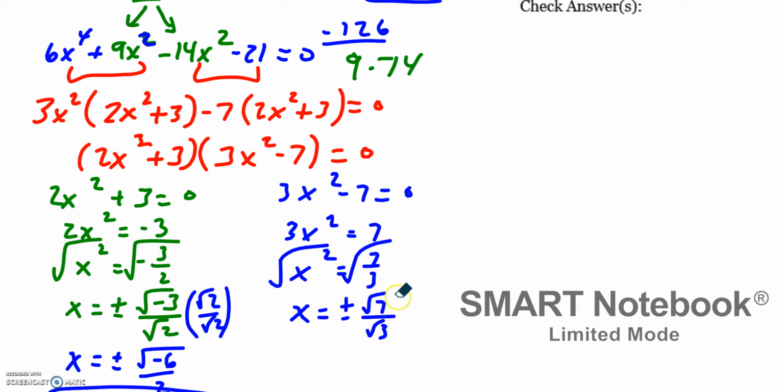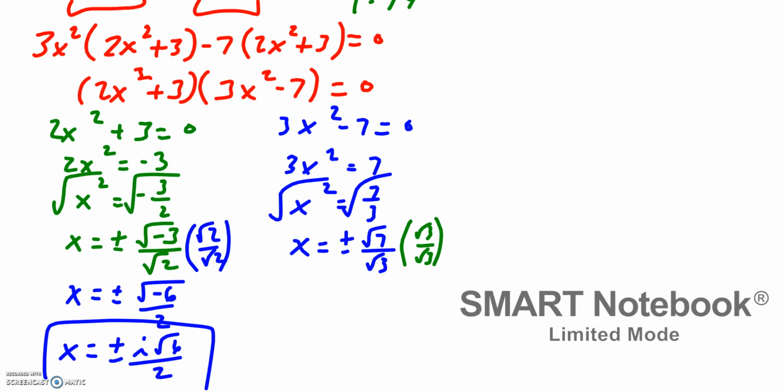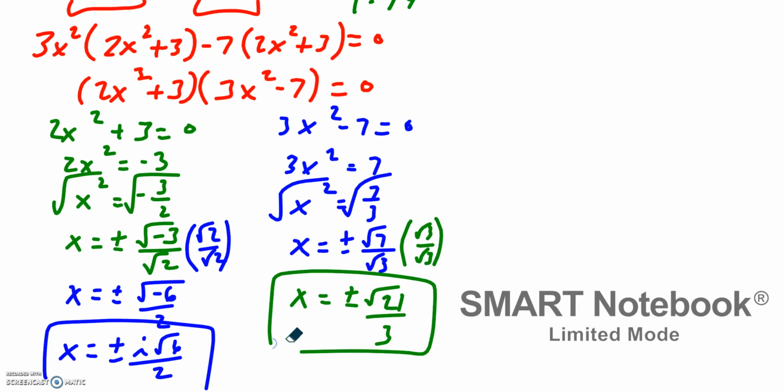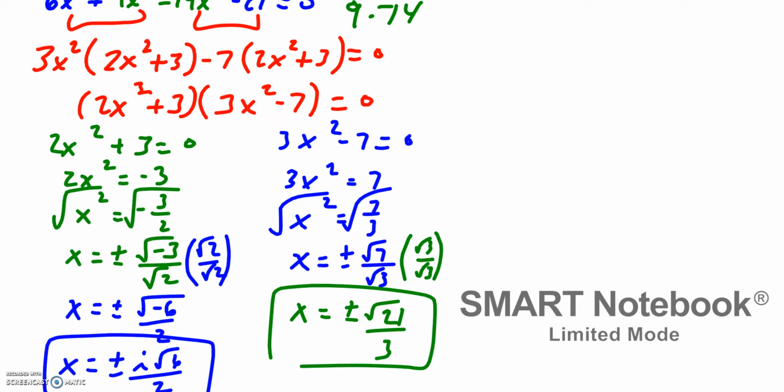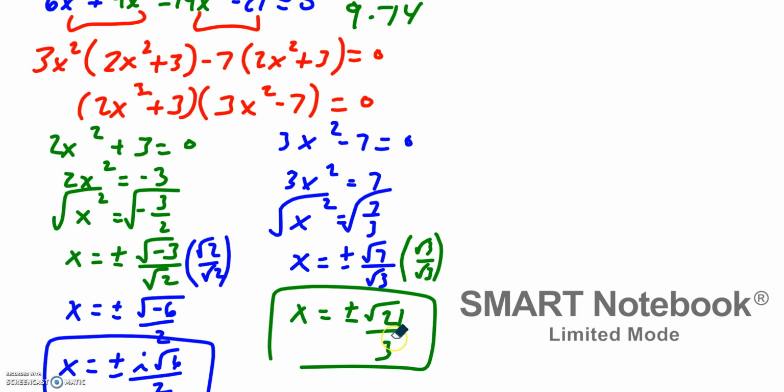Both not perfect squares, so I again have to rationalize here. Multiply top and bottom by root 3. Get x equals plus or minus root 21 over 3. Because these are not imaginary, we would have to check them. And to do that, I would figure out what this is as a decimal. I did that already. This would be plus or minus, let's keep a few decimal places, 1.5275.